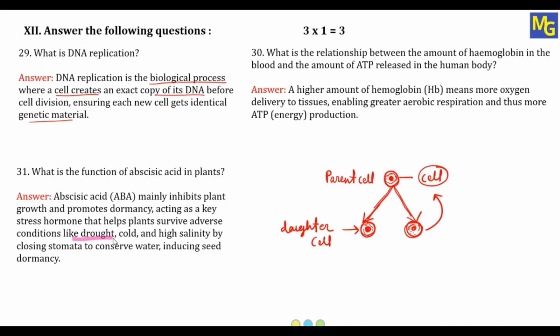So if there is a drought condition, a highly cold condition, or a highly saline condition, then it will help the plant to close the stomata. If it closes the stomata, what happens? Water will be conserved, and this conserved water will help the plant to sustain in that adverse condition. And whenever there is a favorable condition, again the production of abscisic acid decreases and the plant becomes normal.